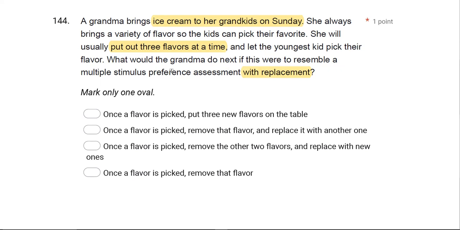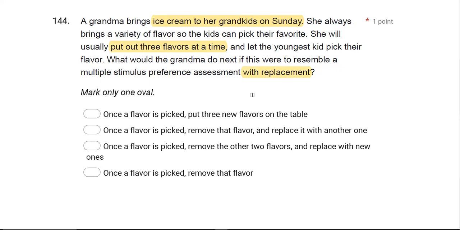So now we're going to treat this like a multiple stimulus assessment with replacement. With replacement is obviously a hint because something's going to be replaced. So if they put out 3 flavors and pick 1 flavor, what's next? A, once a flavor is picked, put 3 new flavors on the table. Is that how the with replacement procedure goes?